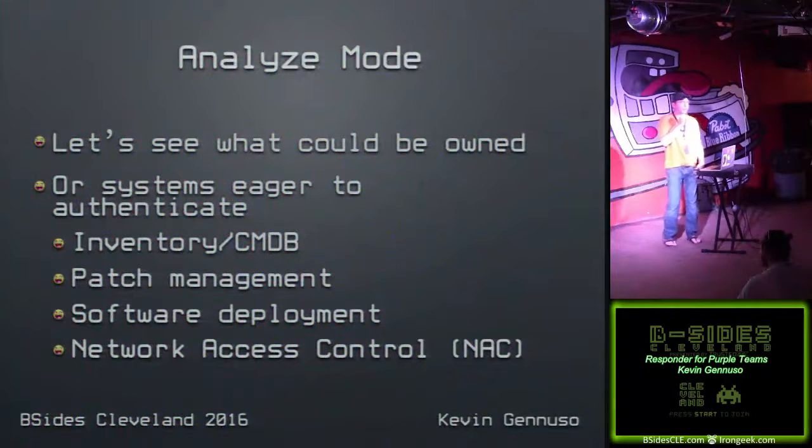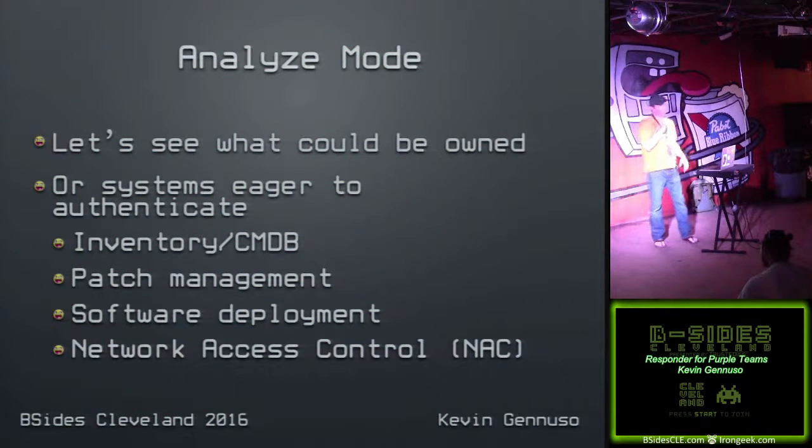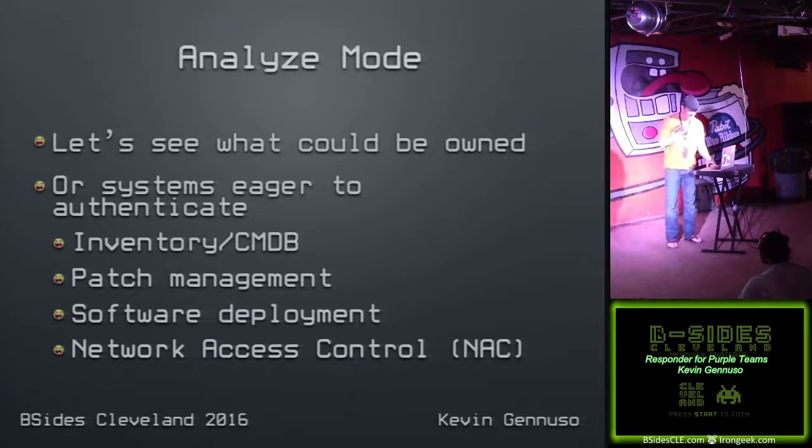So let's talk about analyze mode for a second, and kind of look at it from more of a defensive point of view. Analyze mode lets you see what could be owned. It can also let you see systems that are eager to authenticate, because you may have these on your network. Things like inventory or CMDB systems, patch management systems, software deployments, and network access control systems, which brings me back to the tool that betrayed me.